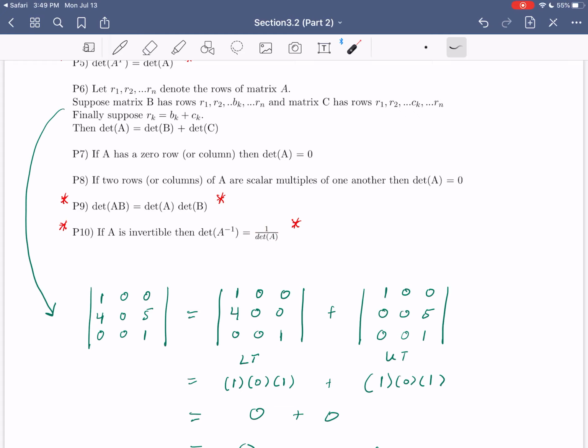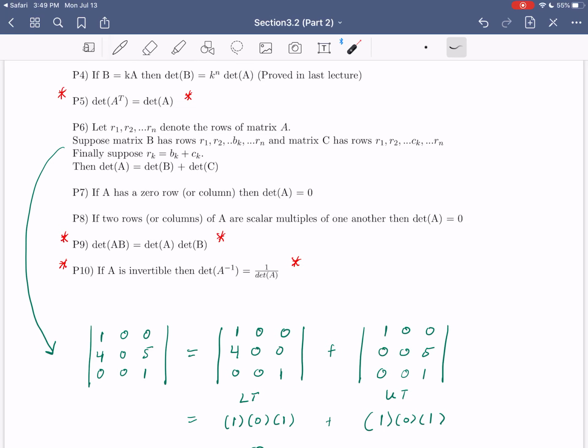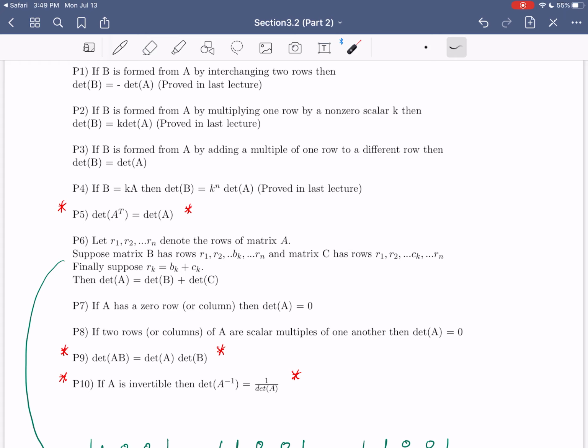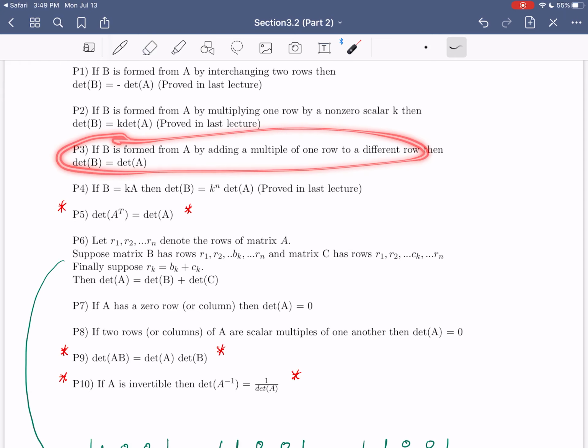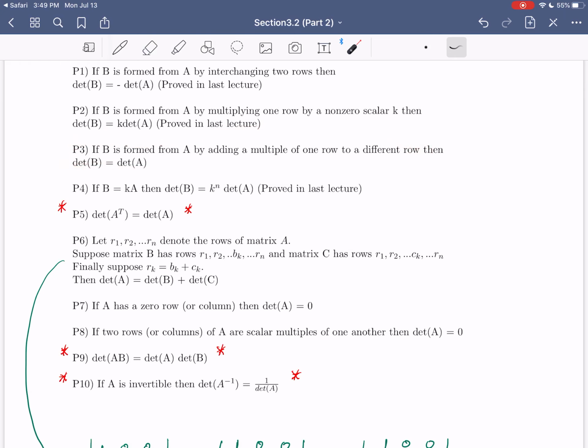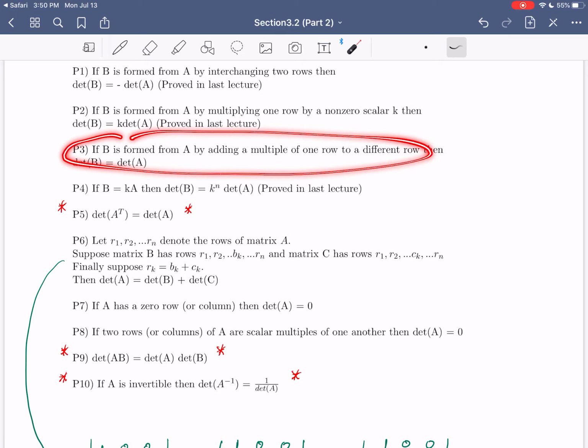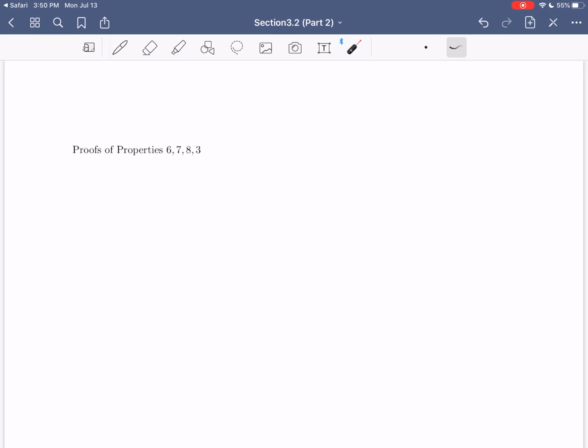Okay, so we're going to quickly go over proofs of a couple of these properties, mainly so that we can go back and prove property 3, which said that if you use that third type of elementary row operation, adding one multiple of one row to a different row, then the determinant does not change. So I would like to prove this for you because I promised it from the last one. So we do need to prove a couple of these other ones to get to this. Okay, so which properties are we going to prove? Well, we're going to try to prove 6, 7, 8, and 3.